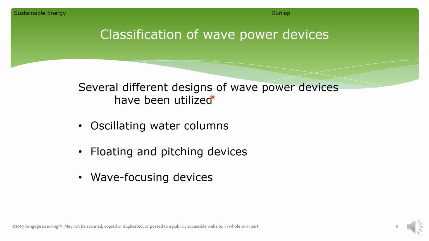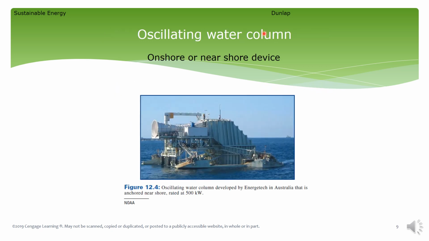Several different designs of wave power devices have been utilized: oscillating water column, floating and pitching device, wave focusing devices. Oscillating water column is an onshore or nearshore device. This figure shows an oscillating water column developed by a company in Australia that is anchored near shore. Its power production is about 500 kilowatts.